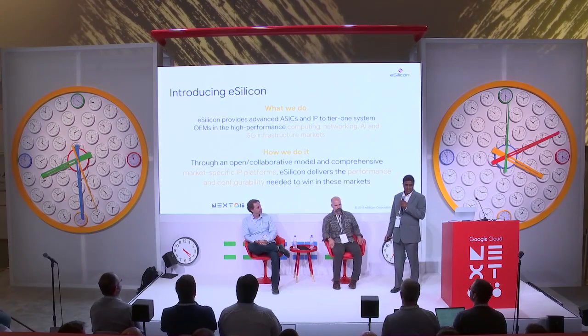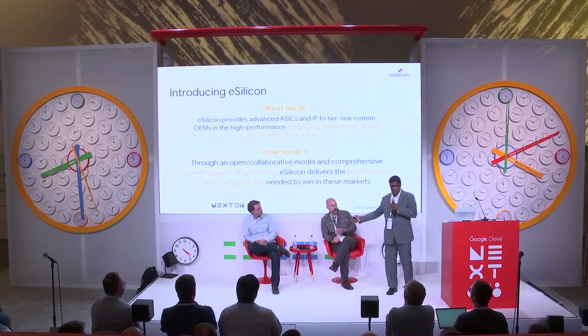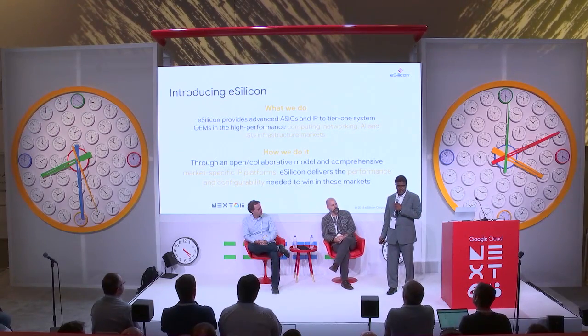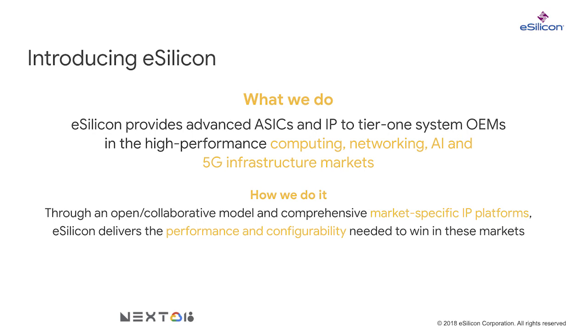eSilicon is an advanced chip and IP provider for tier 1 system OEMs like the Ciscos of the world, for high performance computing, networking, data, AI and 5G markets. We've been in business since 2000 and developed over 300 chips into production. Our current focus is on FinFET, leading edge 16 nanometer and below. The ongoing work is on 7 nanometer, which is the bleeding edge.